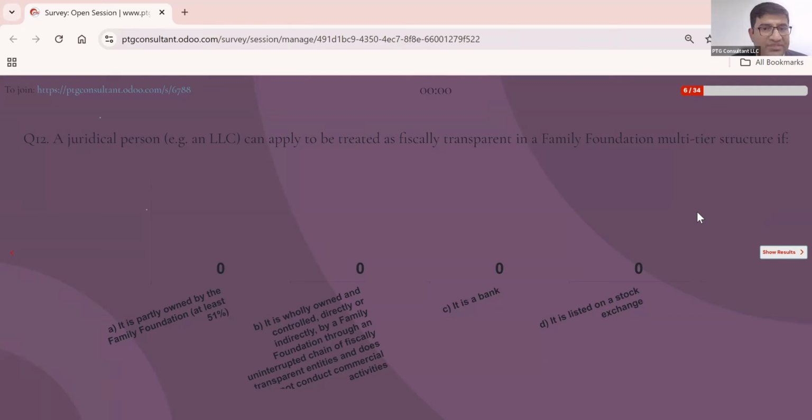A juridical person can apply to be treated as fiscally transparent, in the family foundation. Now, this is important: the family foundation multi-tier structure. I knew it before, but while preparing this presentation or session, I refined my understanding also. This is what I believe, we learn from each other or learn from an interactive session. So would anybody like to share their point of view?